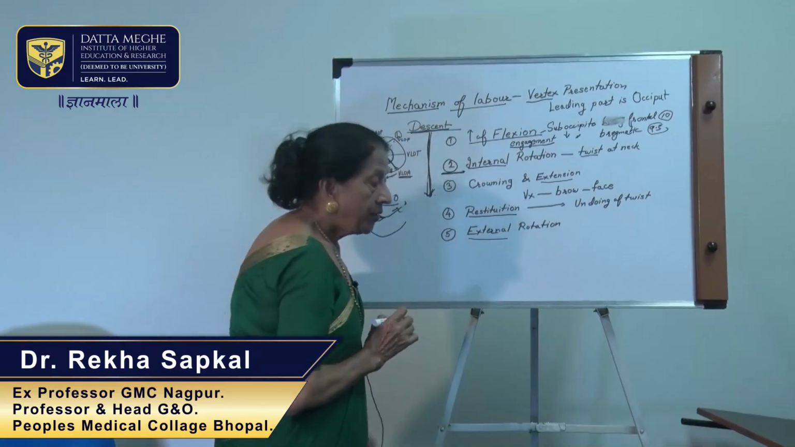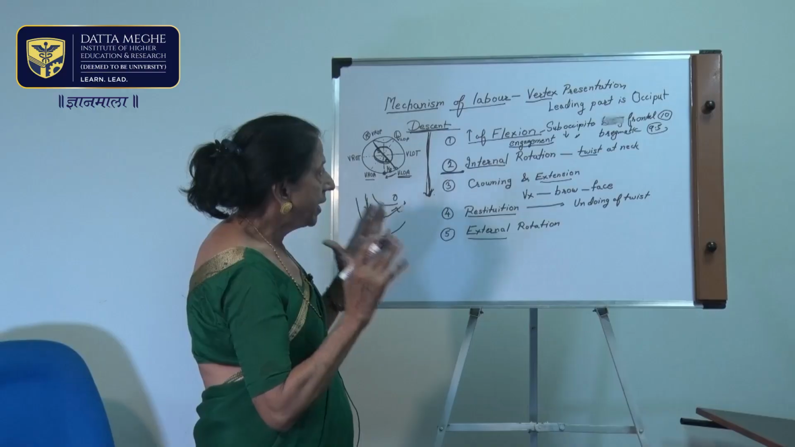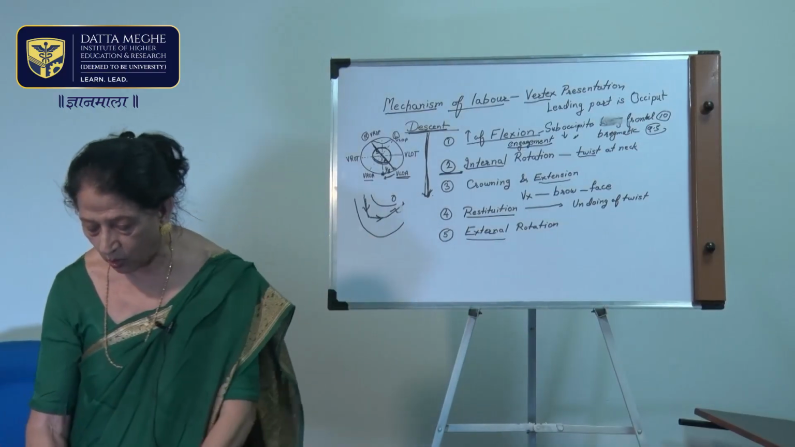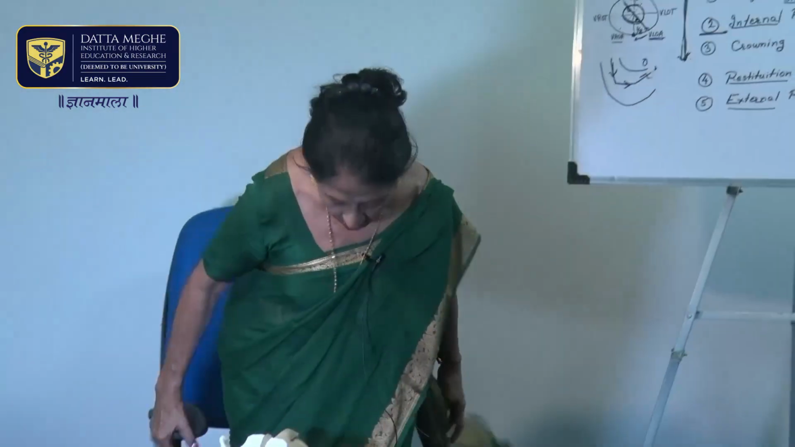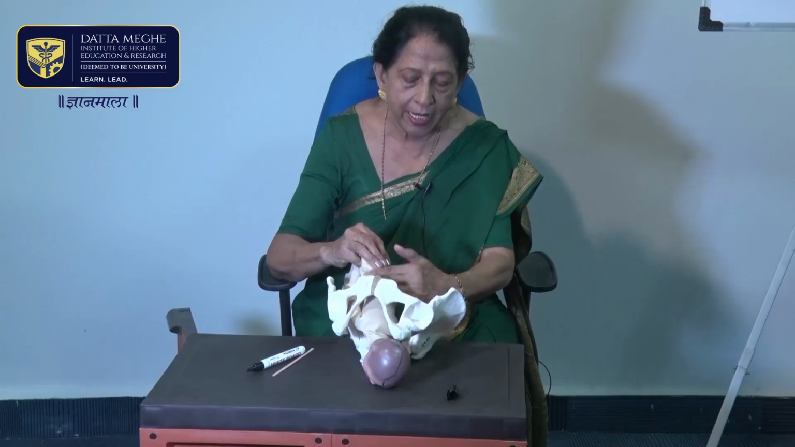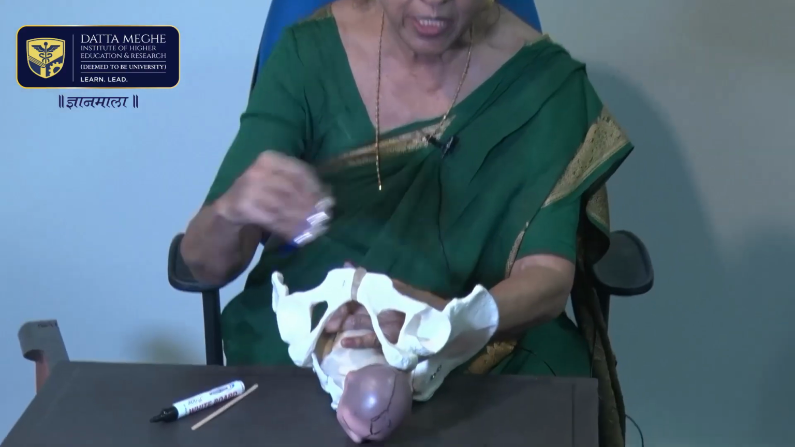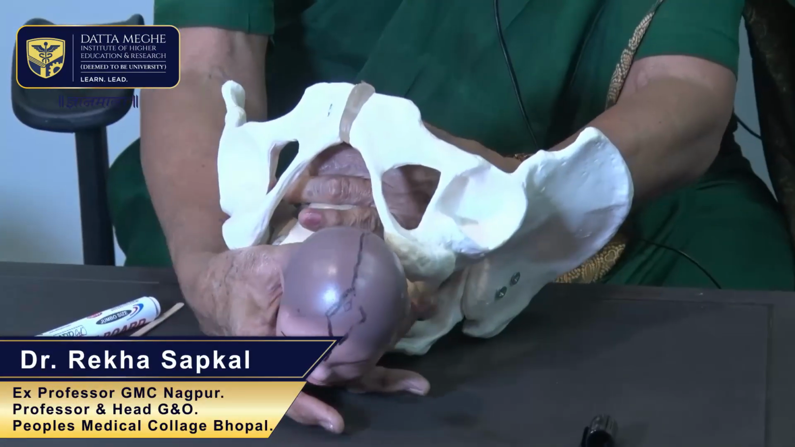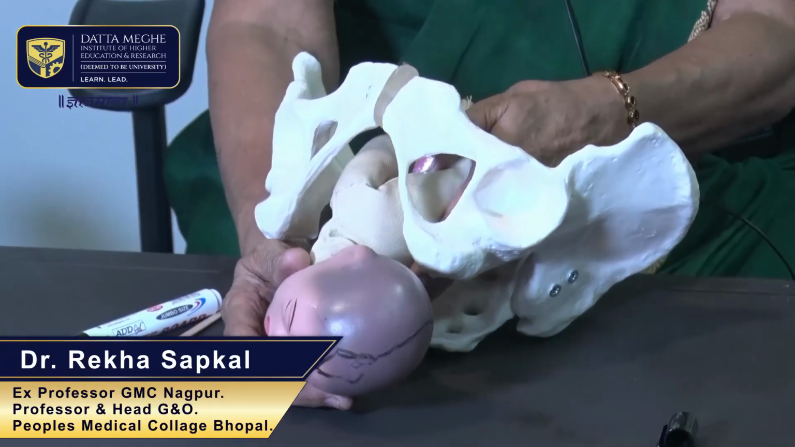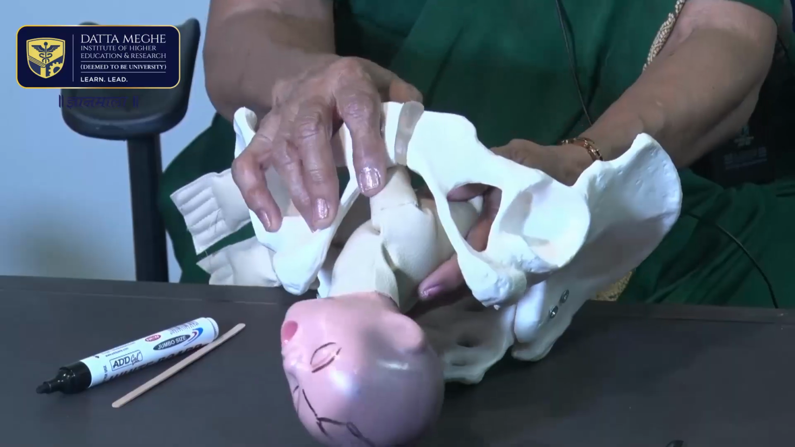Now, we have understood the whole of the head is out along with the neck. What part is left now? Shoulder. So, just pay attention in this pelvis. The shoulders are in one of the oblique diameters. Head is already out of the introitus. Now, this shoulder touches the pelvic floor and there is internal rotation of the shoulder.